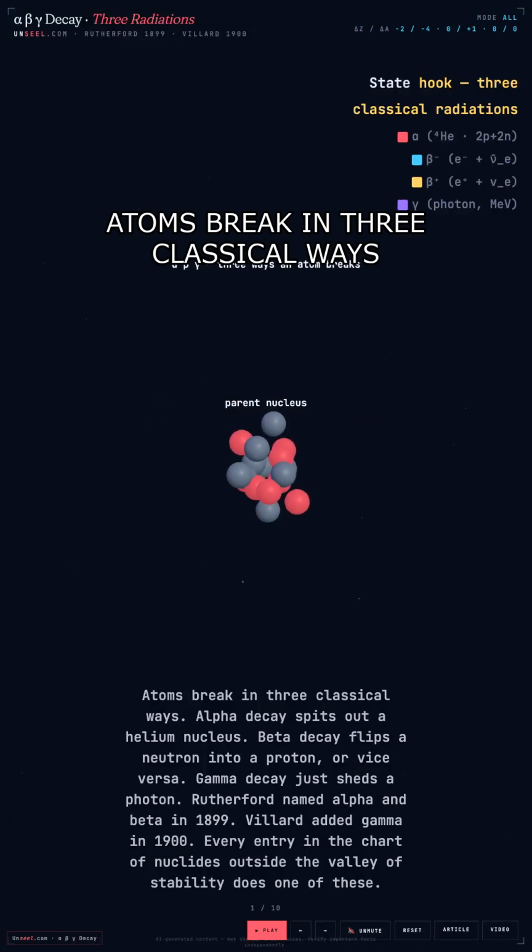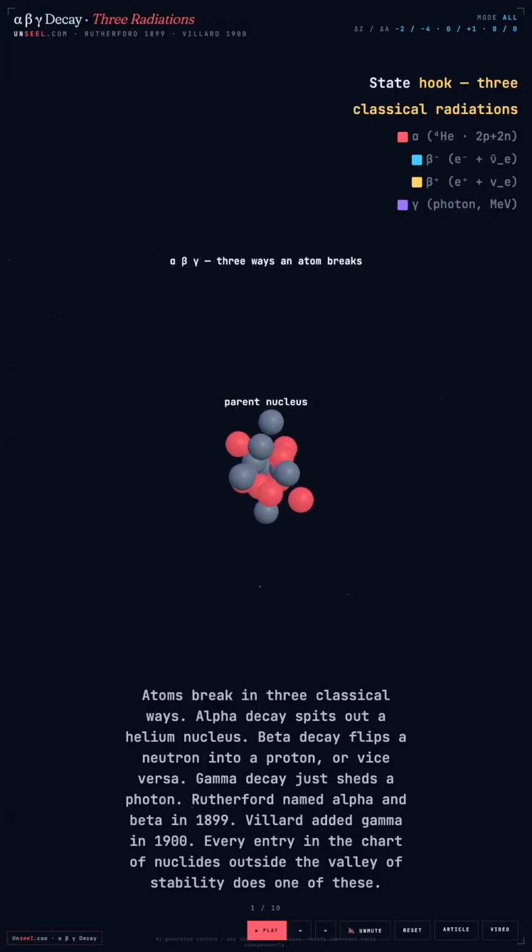Atoms break in three classical ways. Alpha decay spits out a helium nucleus. Beta decay flips a neutron into a proton, or vice versa. Gamma decay just sheds a photon. Rutherford named alpha and beta in 1899. Villard added gamma in 1900. Every entry in the chart of nuclides outside the valley of stability does one of these.